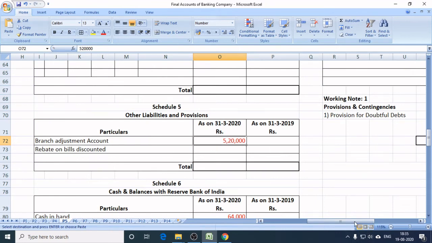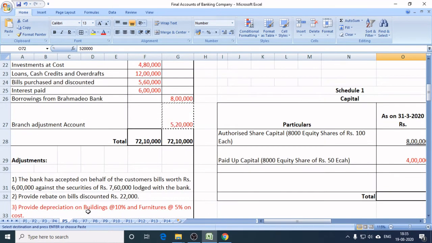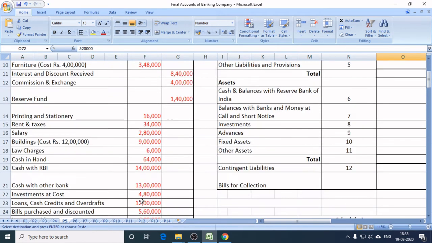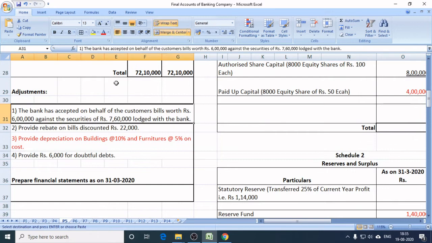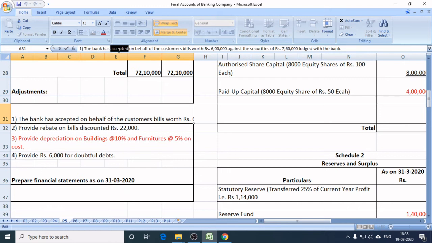Okay, now we are done with the trial balance. Now let's discuss the adjustments one by one. The adjustment number 1, the bank has accepted. Now the question is what has been accepted by the bank and why is it accepted? Now it is accepted on behalf of the customers. But what is accepted? Bills are accepted. What is the value of the bills? 6 lakh rupees. But before accepting such a bill, it has mortgaged the securities of rupees 7 lakh 60,000.